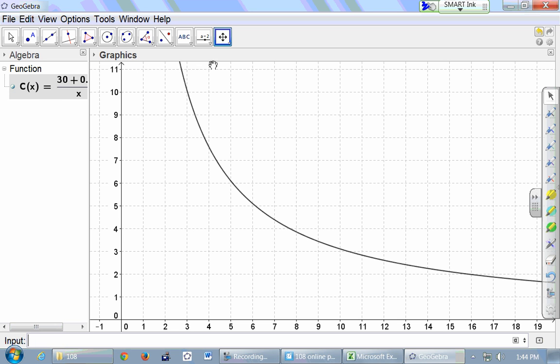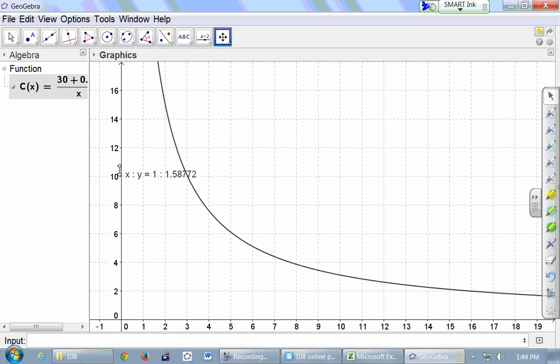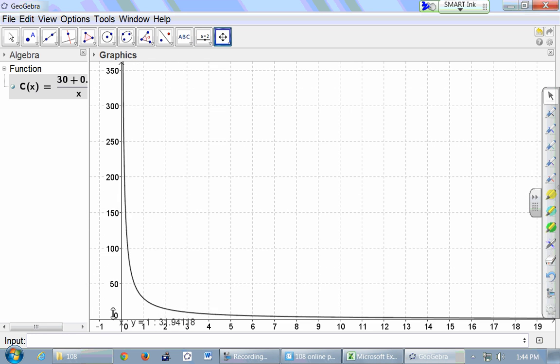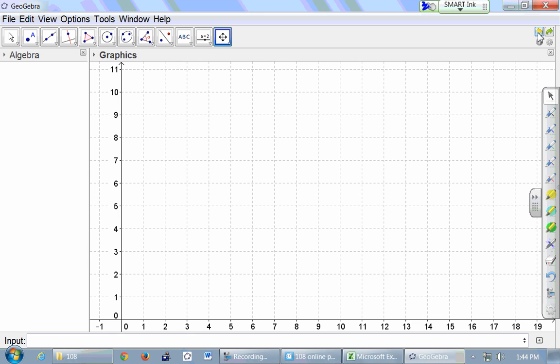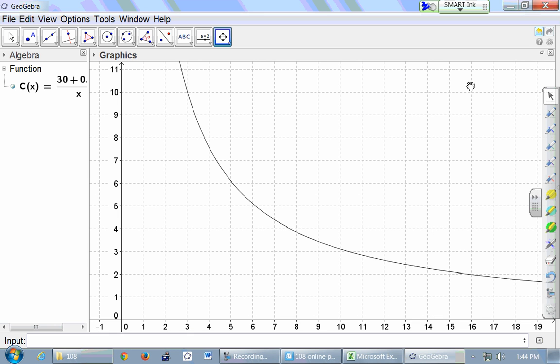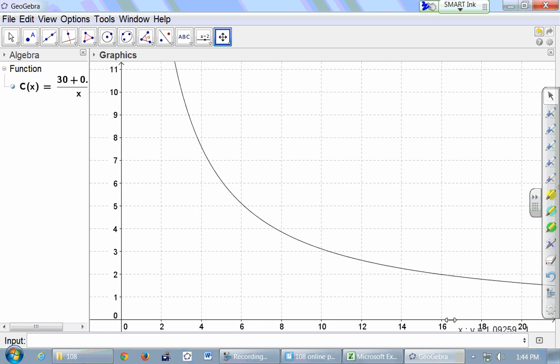And that looks an awful lot like the graph that we drew. If I click on the axis, I can then rescale, and I can see that it's getting closer and closer and closer to the vertical axis. But even here, I can see there's a tiny space in between, so it never actually touches. This yellow arrow will put me back. Okay, that's good.